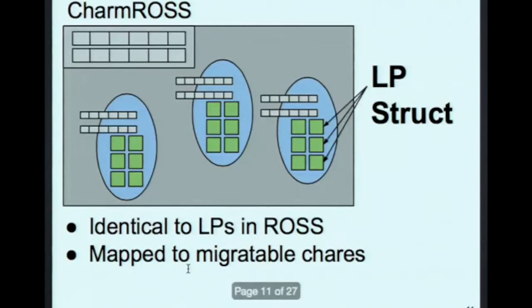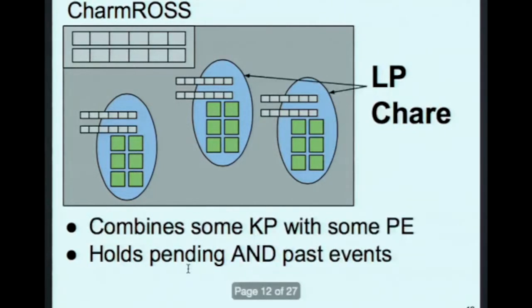So moving forward into Charm, LPs we ported over with no change whatsoever. The LP structs remain exactly the same, with the main difference being in how they're mapped. Now, instead of being mapped to these KPs, which were just straight C structs of data, they're mapped to migratable chares that the runtime system is aware of. These LP chares combine a lot of the functionality of the KP with some of the functionality of the PE from the original version of ROSS. So mainly they hold the pending and the past event queues, as well as the LPs themselves.